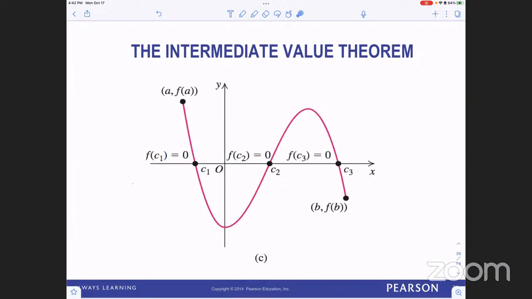And then this is an extension of it where you could have multiple points that cross the x-axis between your a and b. So you're not limited to it being exactly 1. It's basically saying there's at least 1 zero with those given conditions. Okay.